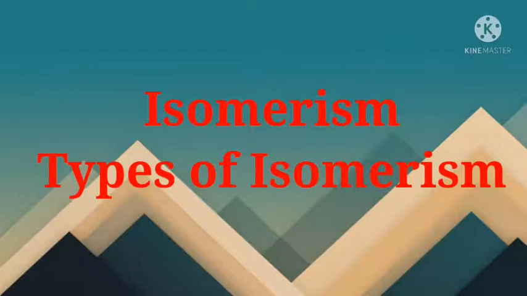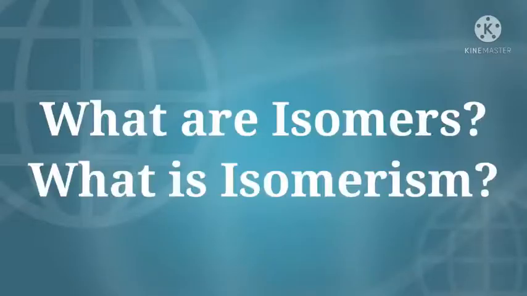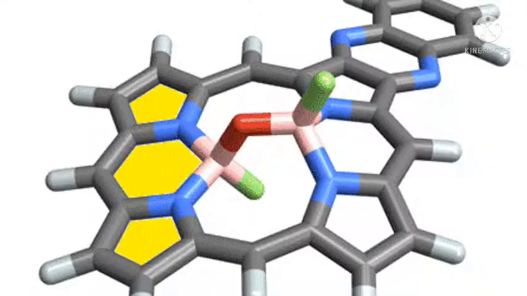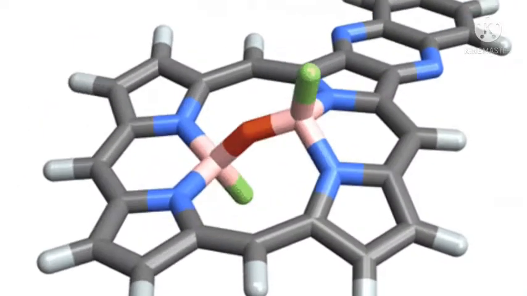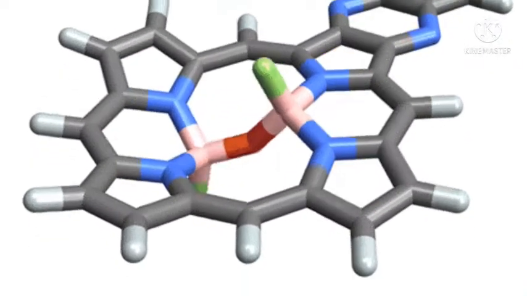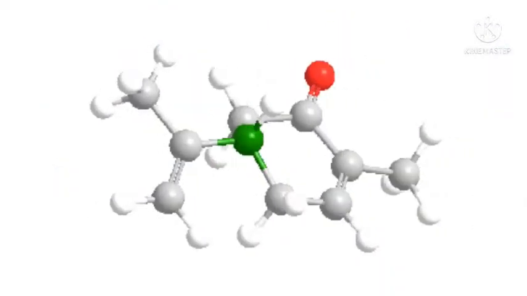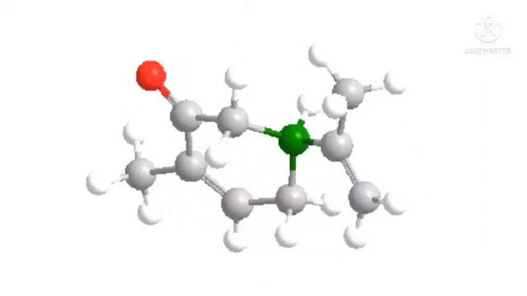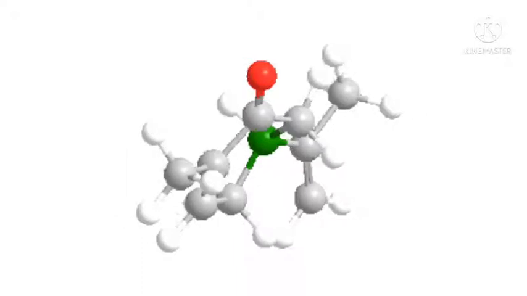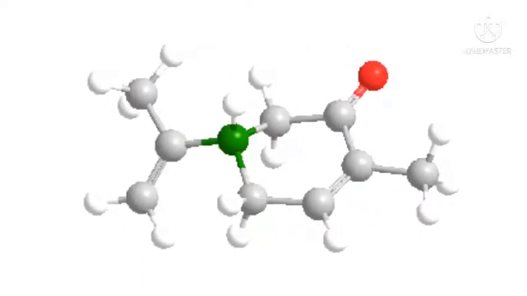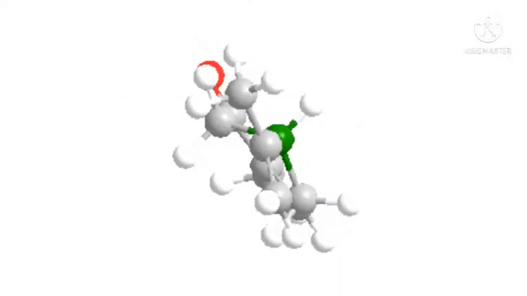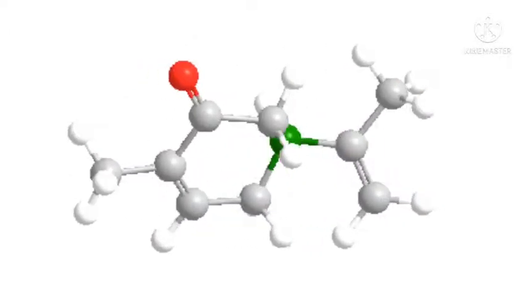In this video, we will discuss isomerism and types of isomerism. So let's start. First point is, what are isomers and what is isomerism? In organic chemistry, we come across organic compounds which have similar number of atoms but differ in physical and chemical properties, or we can say compounds which have same molecular formula but differ in physical and chemical properties are called isomers, and the phenomenon is called isomerism.